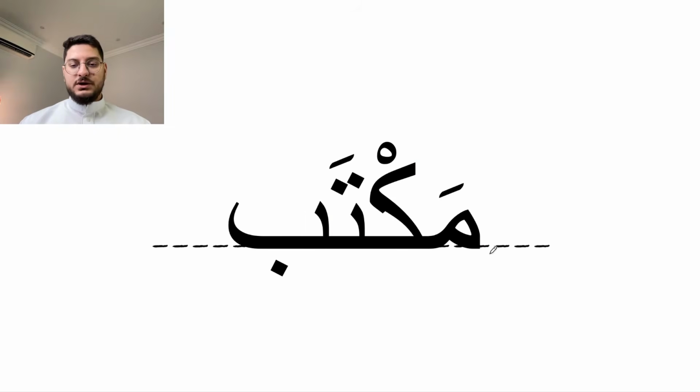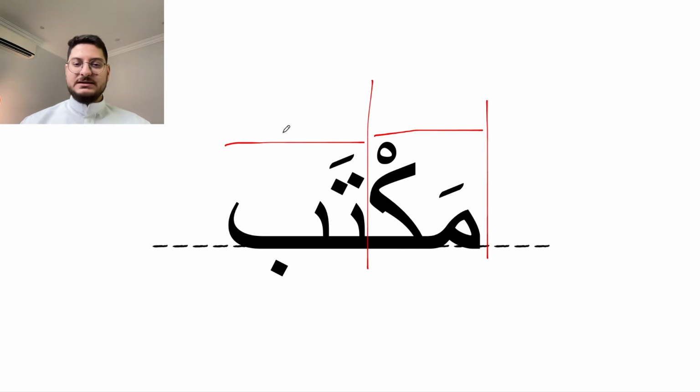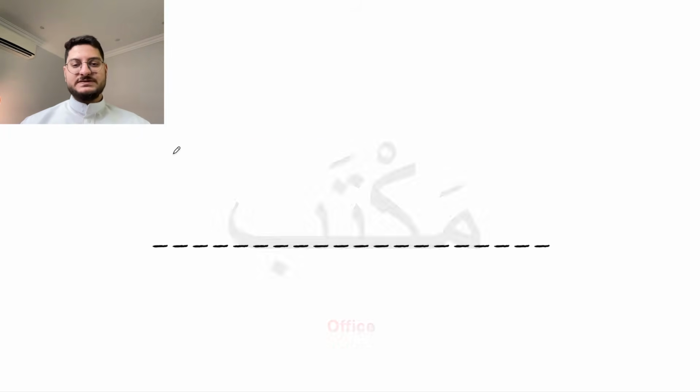Let's look at this word. Let me split it into syllables. The first syllable has both of the letters that we have just seen, ma and k, mak, and then tab, maktab, which is an office.